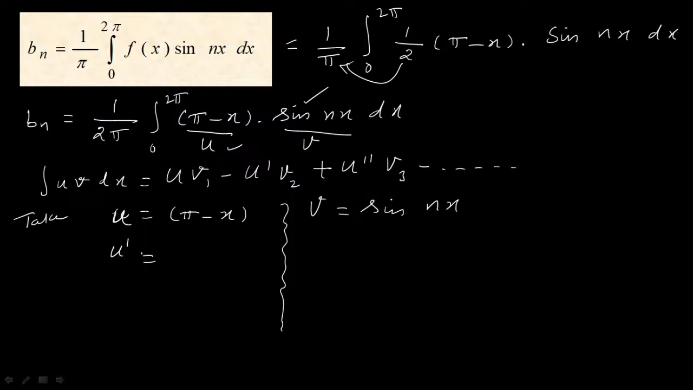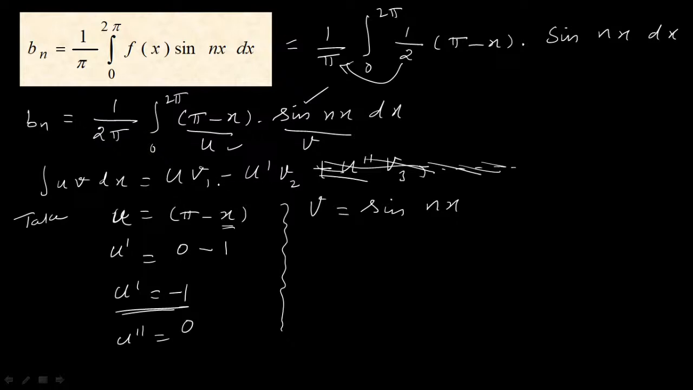So here I will write the values directly without much explanation, as we have discussed already. While differentiating pi, which is a constant, you get 0, and while differentiating x you get 1. So u dash is equal to minus 1 and u double dash becomes 0, because differentiating a constant gives 0. Since u double dash is 0, we stop here and don't need any terms after this in the formula. Now we calculate v1 and v2.